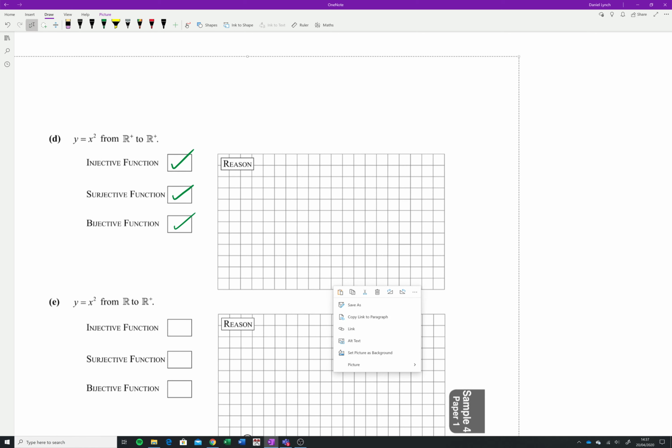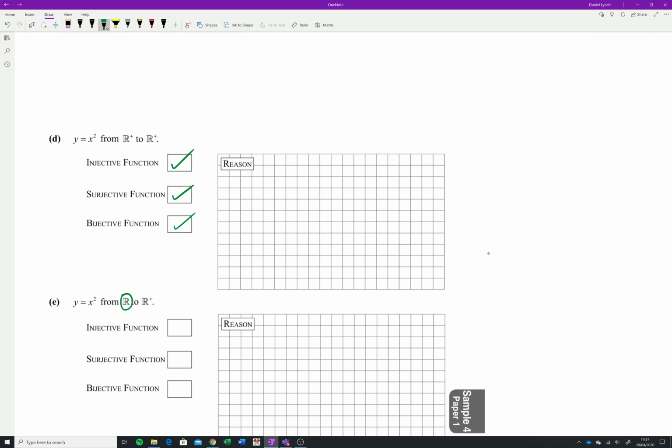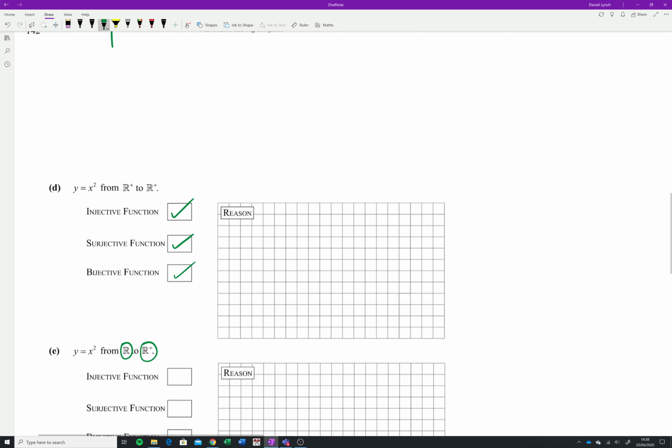And this one here, y equals x squared from the reals to the positive reals. We're going to be inputting the reals, and we're only going to be getting out positive real numbers. So again, another little tricky one here to think about. We can put in anything, but we're only considering positive things to get back out.